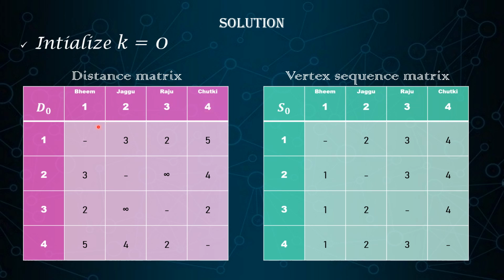If there is a directed edge between two nodes, then the corresponding distance value is entered as the cell value in the distance matrix. If there is no directed edge between two nodes, the value of the cell remains infinity. The vertex sequence matrix is constructed by entering all the first column as 1, second column as 2, third column as 3 and fourth column as 4. That is, we assume the directed path itself is the shortest path.